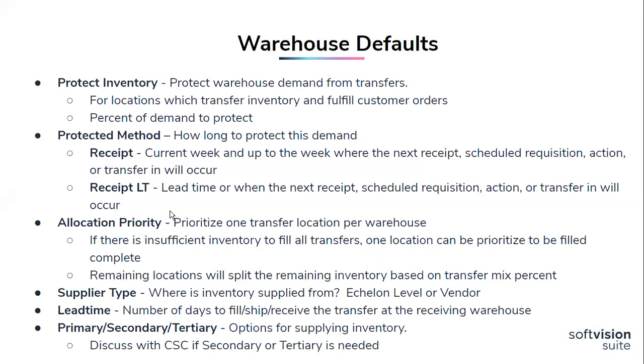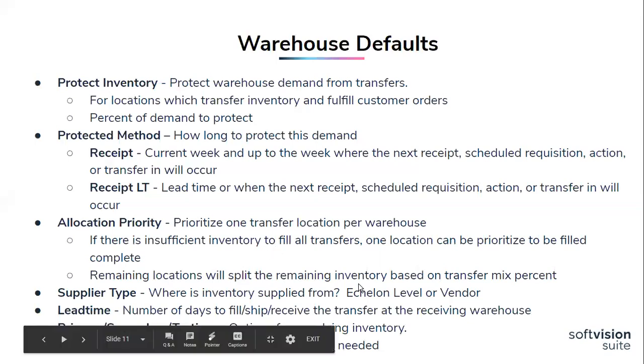So your next field is allocation priority. If you have, say, multiple stores that are being fulfilled from a warehouse, you have the option that you can prioritize one of these stores. So in the event there's insufficient inventory to fill all transfers, we will make sure to fill that priority transfer first, and then any remaining inventory will be split across the other warehouses based off of the transfer mix percent of what is needed.